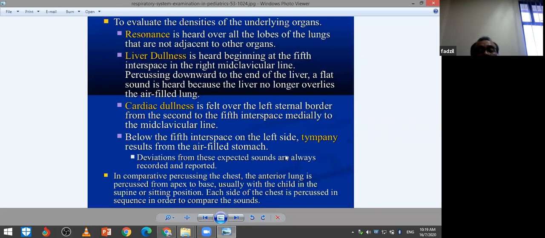No choice. So the best is you percuss your friends. Practice, percuss your friends. You have to know the normal first before you can know the abnormal. No way you can learn the abnormal immediately. You have to know the normal first. What is normal? Then only you can appreciate what is abnormal.